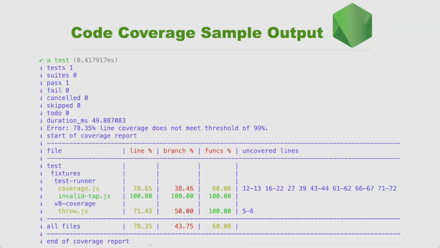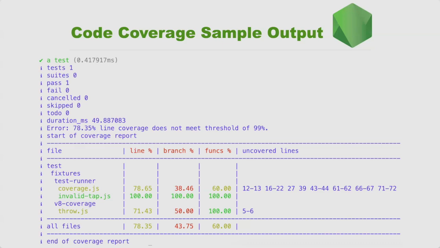So we have just a basic test here. You can see the summary. We had one test that ran. It passed. However, in our code, we only covered 78.35% of the lines, and we had started this with a threshold of 99%. So you see the coverage report here. It shows you percentages of lines as well as specifically which lines were not covered. And so you can see why your test failed and where you need to add coverage.